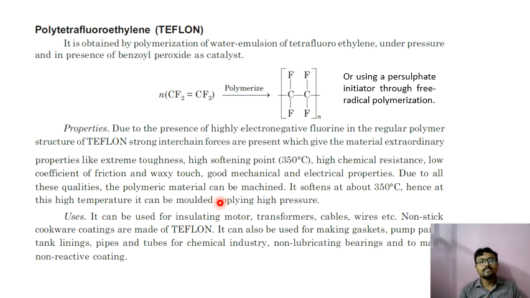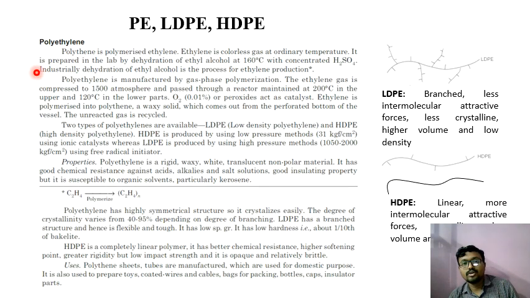So in addition polymerization, we discussed four important polymers: polypropylene, polyvinyl chloride, polystyrene, and Teflon. There is one more polymer that is called polyethylene, PE. Now polyethylene has two types. One is low density polyethylene, LDPE. Another is high density polyethylene, that is HDPE.